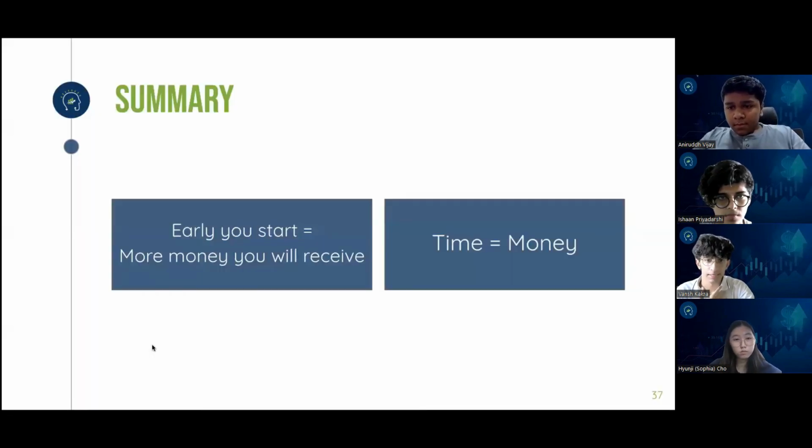So I just want to say that the earlier you invest, the more benefits you will reap, because time is equal to money, quite literally, in this power of compounding concept.